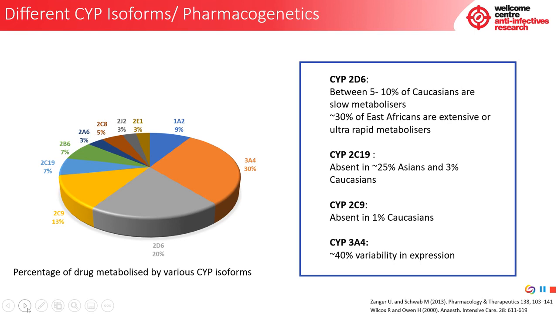But these isoforms of cytochrome P450 also exhibit some pharmacogenetics. For example, CYP2D6 has between 5 to 10% of Caucasians who are classified as slow metabolizers, and 30% of East Africans as extensive or ultra-rapid metabolizers. The consequence of these pharmacogenetics will be looked at in the next slide. CYP2C19 is not expressed in 25% of Asians and 3% of Caucasians. In CYP2C9, 1% of Caucasians do not express it. With CYP3A4, though it's not polymorphic, it has approximately 40% variability in its expression level, which means the reaction rate will differ from population to population.